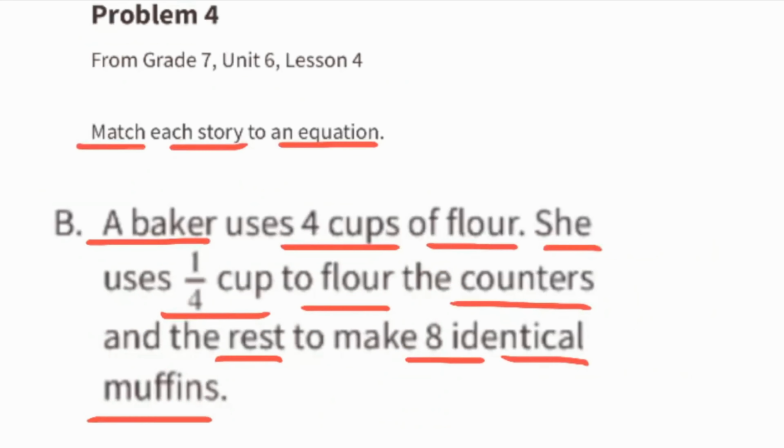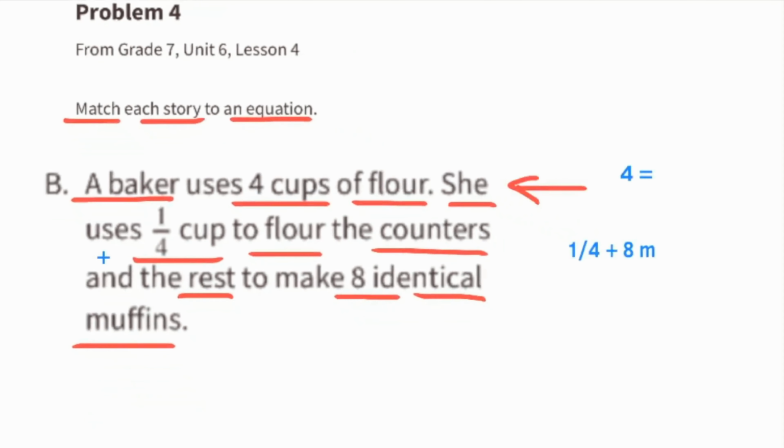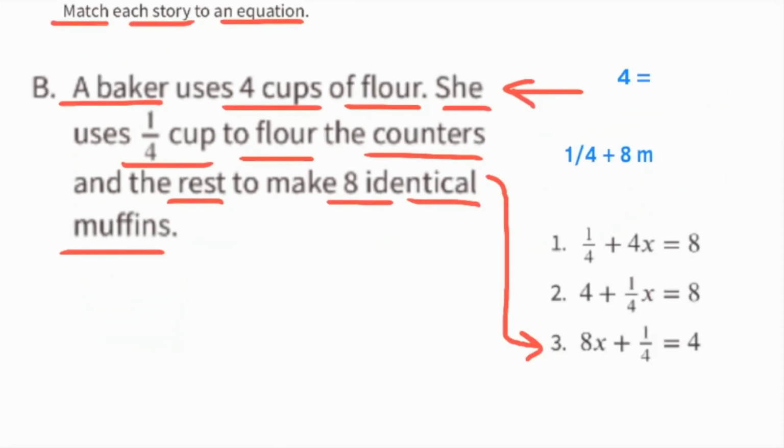Story B. A baker uses 4 cups of flour. She uses 1/4 cup of flour to flour the counters and the rest to make 8 identical muffins. In total, the baker uses 4 cups of flour, and that equals the 1/4 cup of flour to flour the counters, plus an unknown amount for each of the 8 identical muffins. Story B matches equation 3. 8x plus 1/4 equals 4.